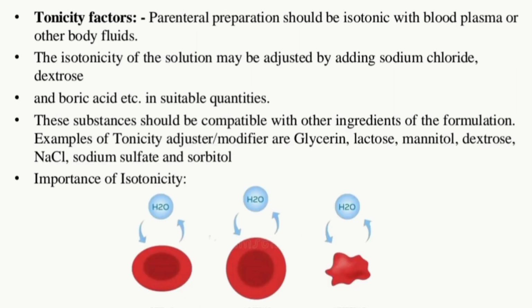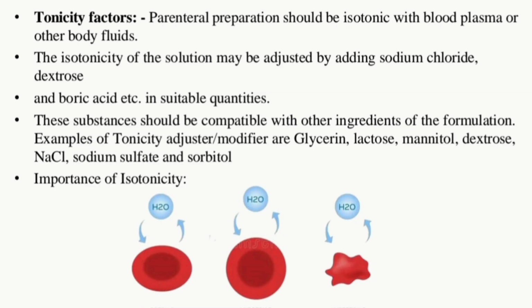Tonicity factors. Parenteral preparations should be isotonic with blood plasma or other body fluids. The isotonicity of the solution may be adjusted by adding sodium chloride, dextrose, boric acid, etc., in suitable quantities. These substances should be compatible with the other ingredients of the formulation. Examples of tonicity adjusters or modifiers are glycerin, lactose, mannitol, dextrose, sodium chloride, sodium sulfate, and sorbitol.